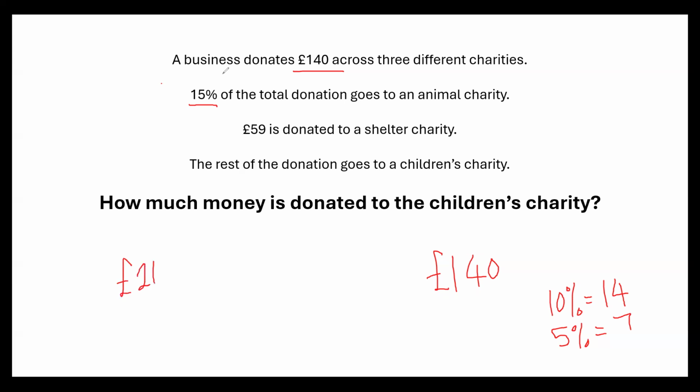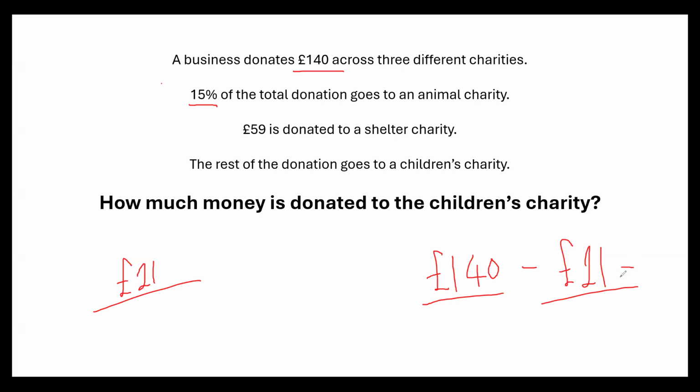So let's go back to the question before we go any further to make sure that we're doing this correctly. It says 15% of the total donation goes to an animal charity. Now, once I've read the question, I understand the context is that the money is being given out across different charities. So now, what I need to do is get my £21 and subtract it from £140 to see what's left. So 140 subtract £21, okay? What's that going to give us? That's going to give us £119. So that's what we've got left at the moment.